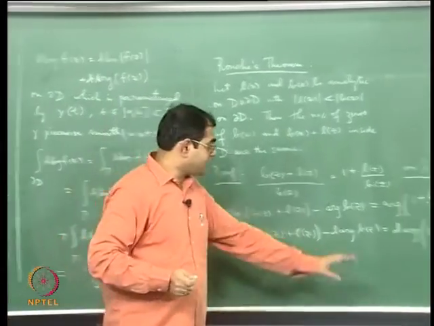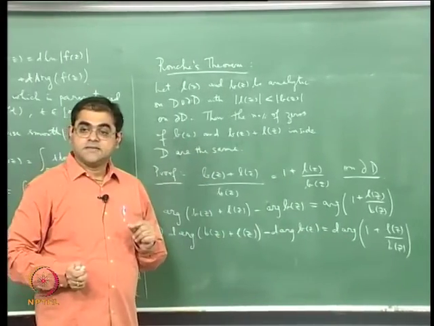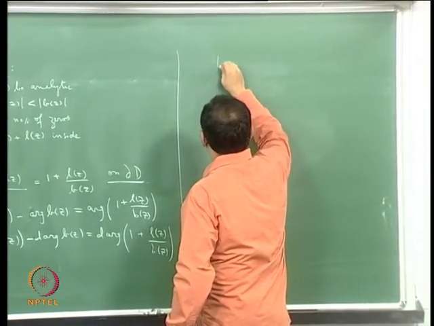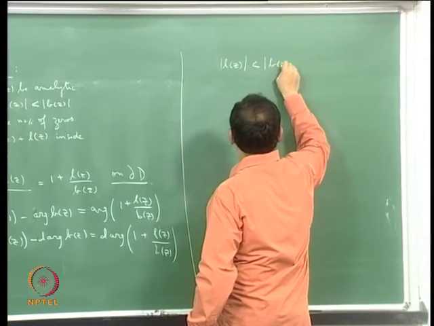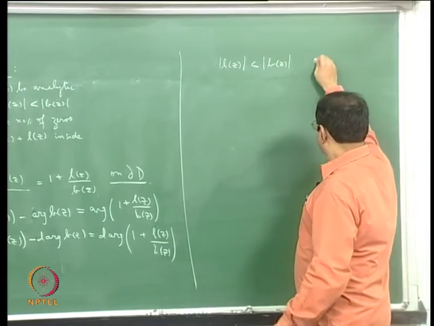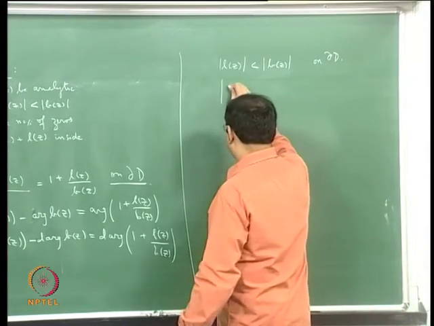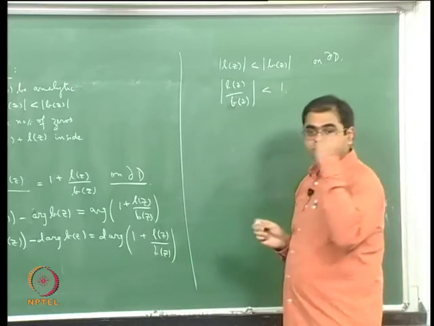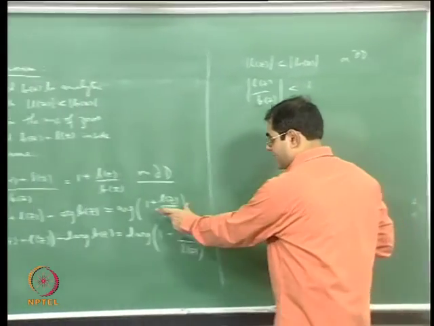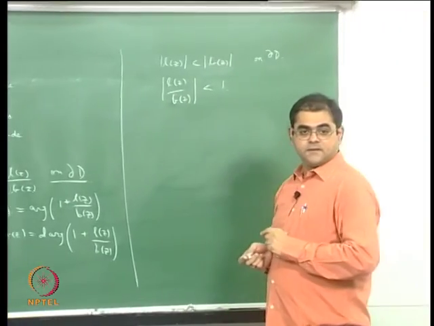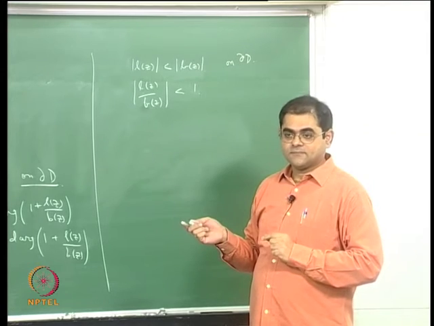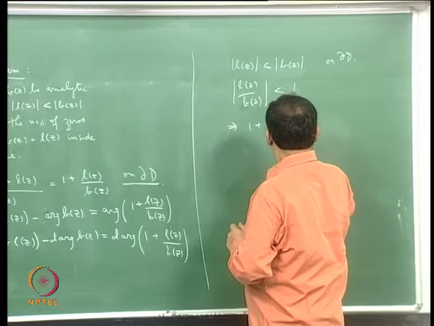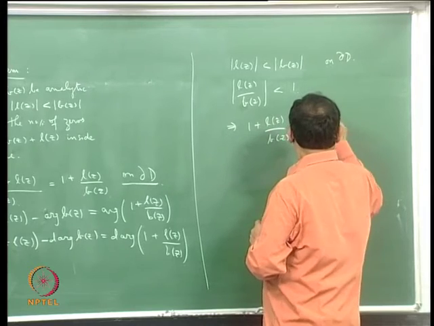This is what it says. But the fact is that this is 0. So the reason is, what you should understand is that mod L(z) is strictly less than mod B(z) on the boundary. Okay, so mod L(z) by B(z) is strictly less than 1. And therefore this quantity, 1 plus L(z) by B(z), lies in the right half plane.